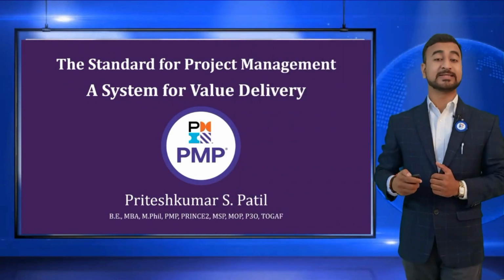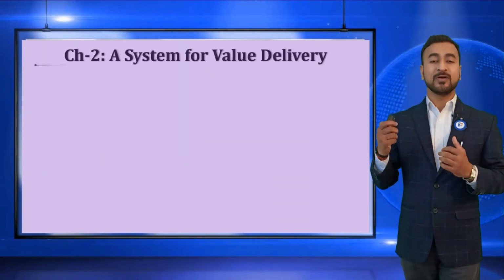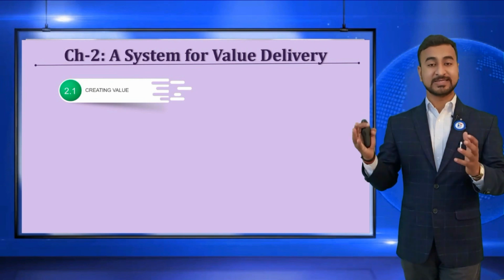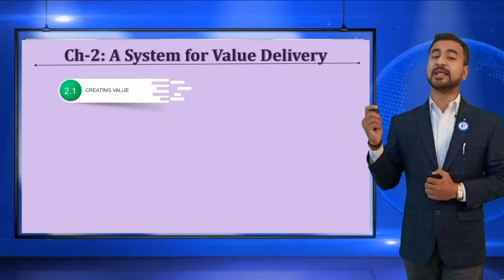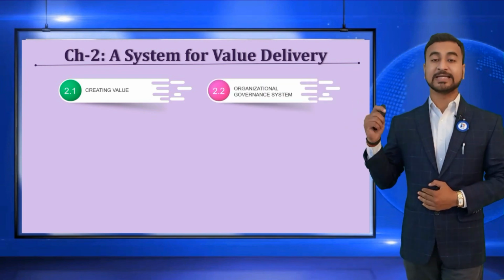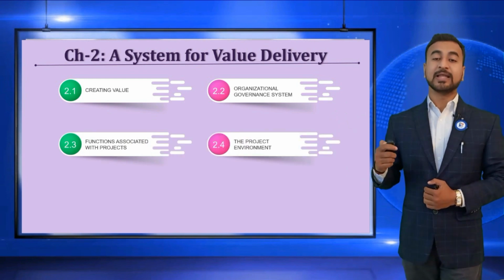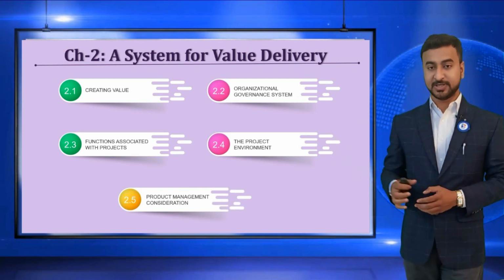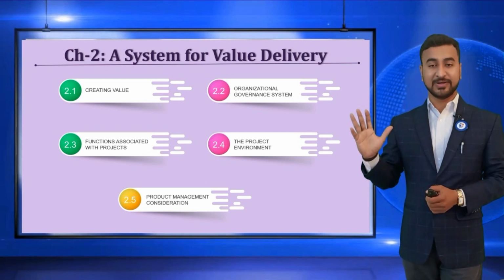In this session, we are discussing chapter 2, that is the system for value delivery. Before we go into detail of this chapter, I just wanted to give you a brief view. In this chapter, as you see, there are 5 subsections. 1, creating value. 2nd, the organization governance system. 3rd, functions associated with projects. The 4th, the project environment. And the 5th, product management considerations. In today's session, we are just focusing on 2.1, that is creating value.